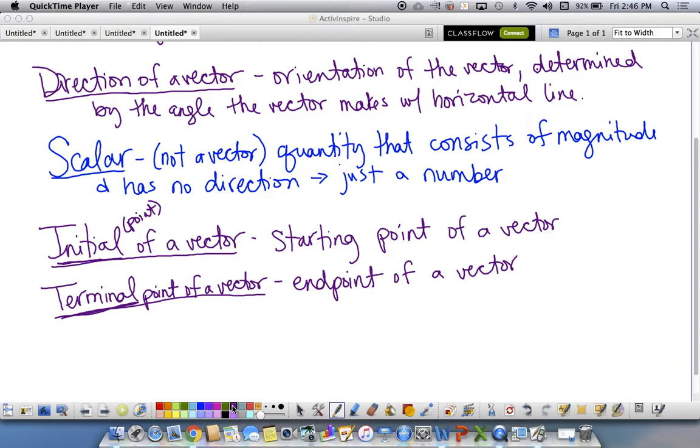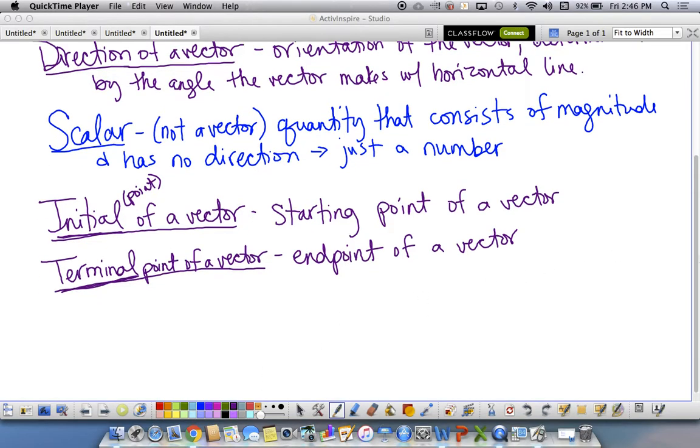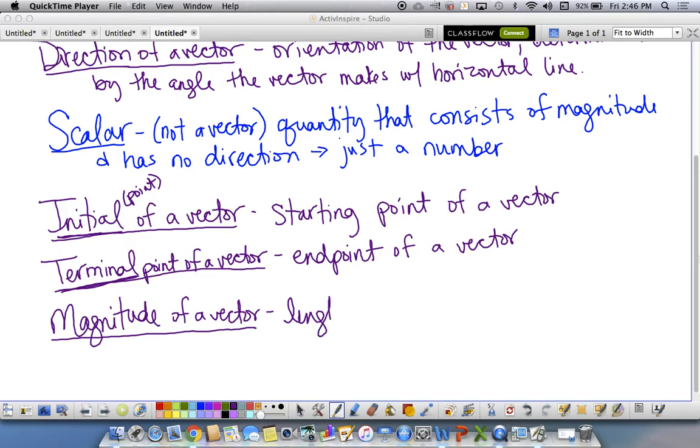And last but not least, we're going to define what is magnitude, because that's going to be the biggest part of our vectors. The magnitude of a vector. The magnitude of the vector is simply the length or distance. Can you read that? Let me try that again. Length or distance of a vector.